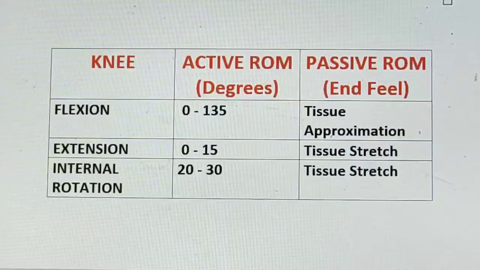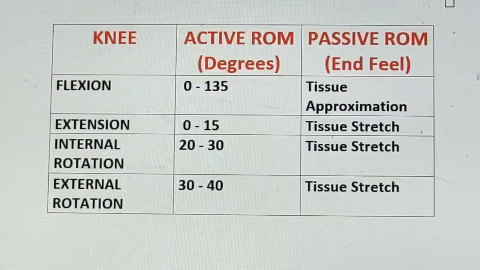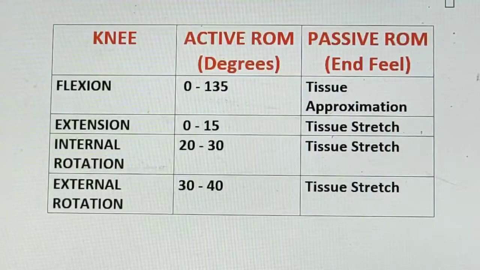Okay, so just take note of this. Okay, sorry, there's another normative value of the knee joint, which is the external rotation movement. The active range of motion in degrees for external rotation of the knee joint is from 30 degrees to 40 degrees, and the passive range of motion end feel is tissue stretch.